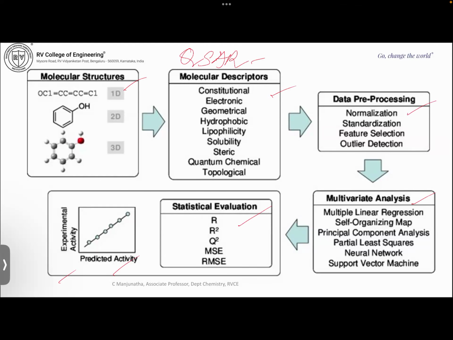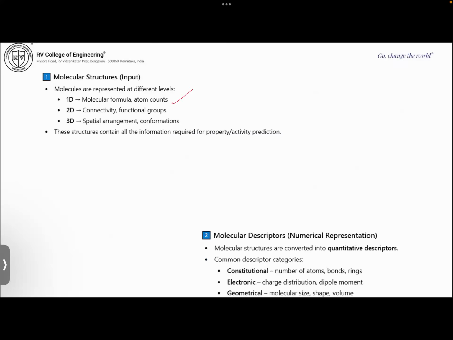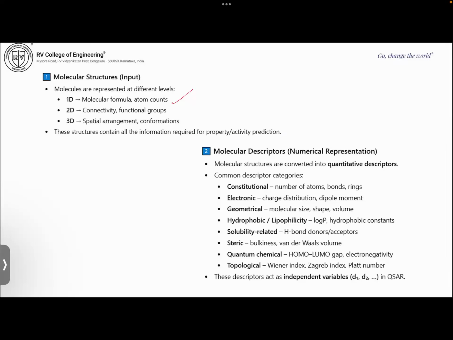Let us discuss the molecular structures at different levels: 1D, 2D, and 3D. 1D is just a molecular formula; it gives only the atom counts. 2D will give information about the connectivity and also the functional groups. 3D will give the information about spatial arrangement and conformations. So these structures contain all the information required for a property. So this is the first stage of the QSAR input.